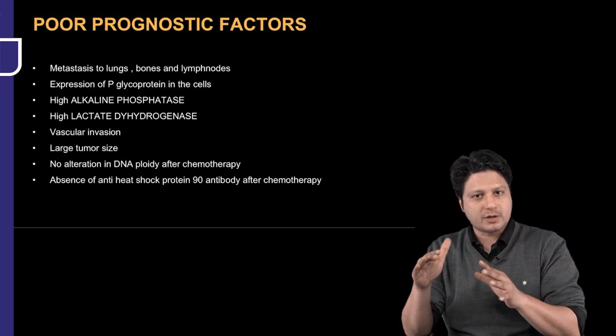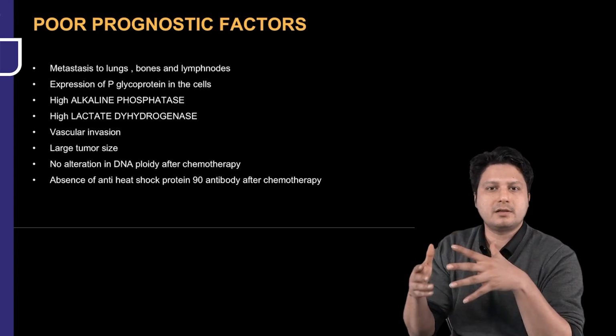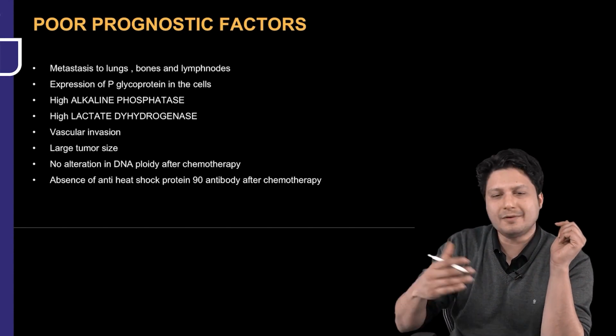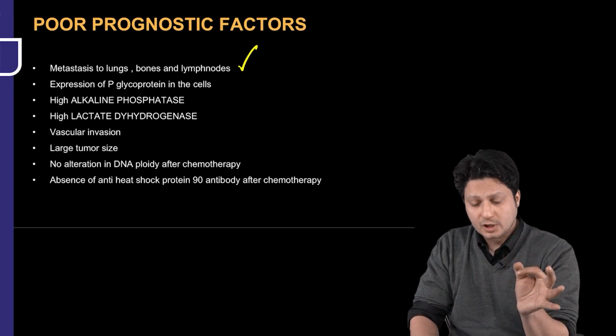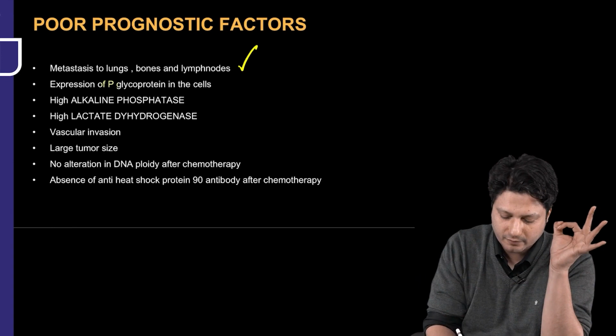So the poor prognostic factors which are included is the metastasis. Whenever there is a metastatic lesion, it will be a poor prognostic factor, to bones, lymph node, as well as the primary receiving organ, that is lungs. Then expression of P glycoprotein in the cell is considered to be a poor prognostic factor.